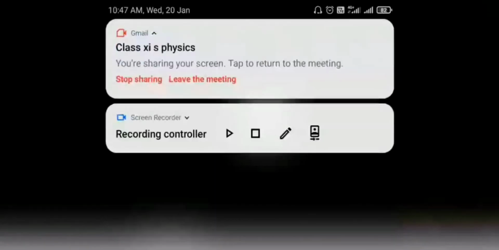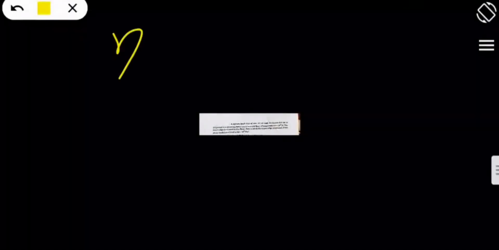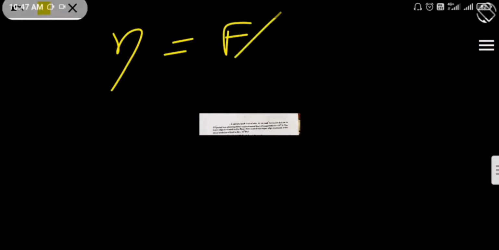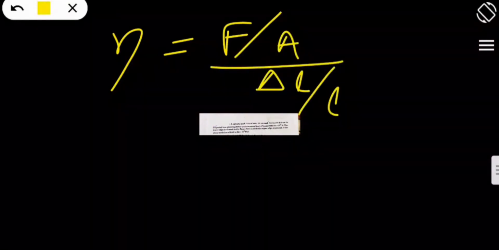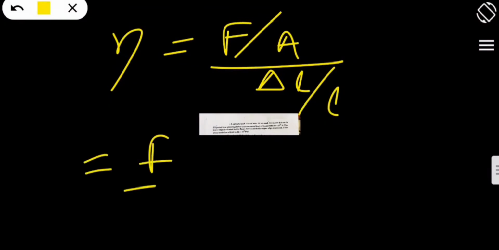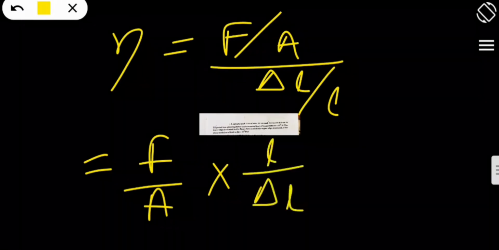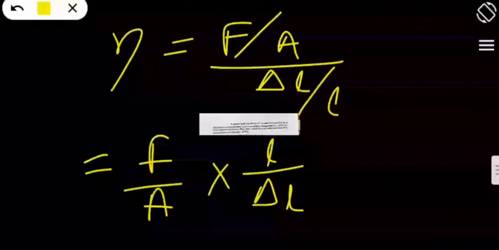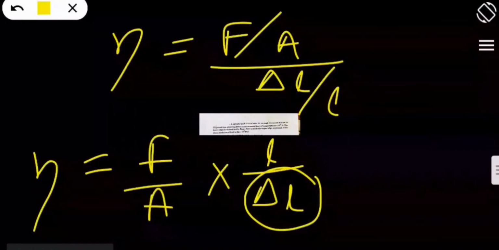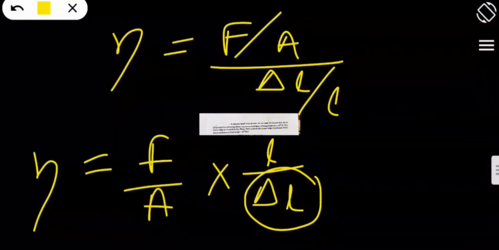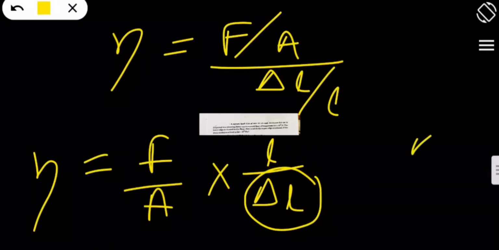Okay, so now the formula will become eta is equal to, normal formula I am writing, F by A divided by delta L by L. So this will become F by A into L by delta L. Now we will place the formula. What we need to find? We need to find how much is delta L, because in the question it is asked how much is the upper edge displaced. So upper edge displacement was what? Delta L. That's why I need to find.